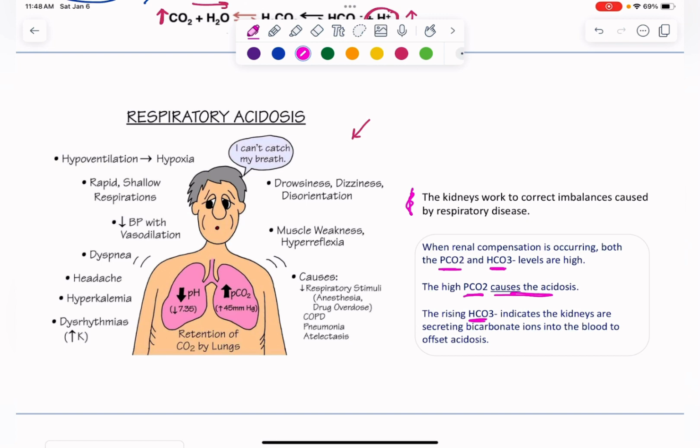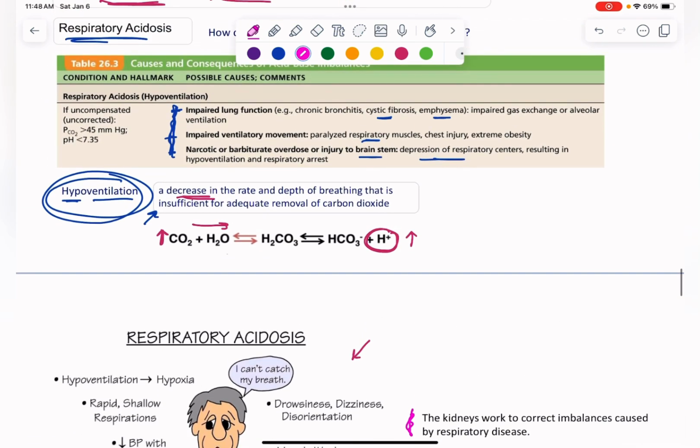And we'll talk about that in a little bit, but you can imagine why that's going to happen. If we have too much hydrogen ion, the kidneys are going to increase the amount of bicarbonate. That's going to cause the equation to shift back this way, and it's going to take that free hydrogen and again bind it up in water to help restore that pH balance.